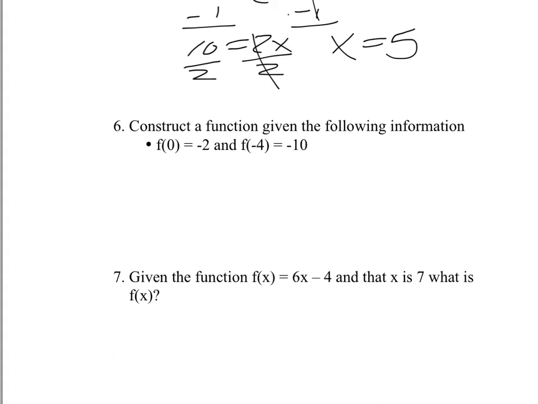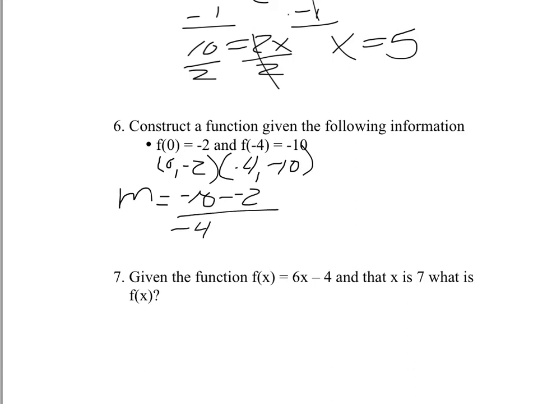For problem 5, we're writing that function again, so we need to find m and b. My ordered pairs are 0 and negative 2, and negative 4 and negative 10. So my slope is going to be negative 10 minus negative 2 over negative 4 minus 0 plus positive. That's going to give me negative 8 over negative 4, which will give me my slope of positive 2.